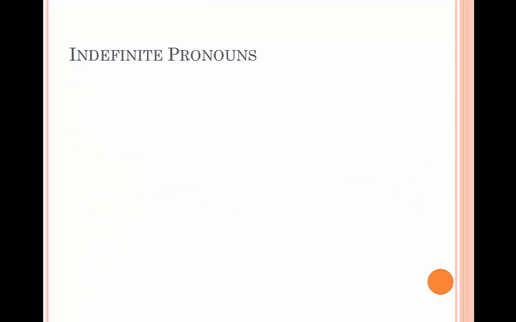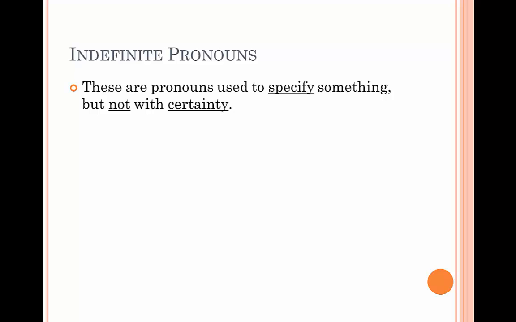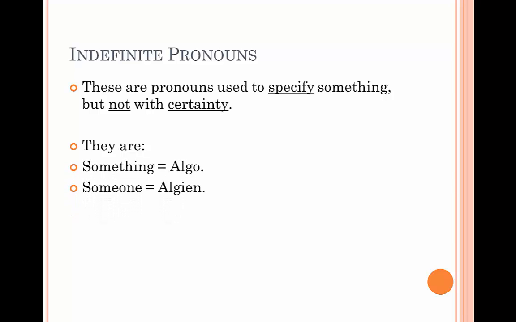Now we're going to have a look at indefinite pronouns. These are pronouns that are used to specify something, but not with certainty. They are algo, which means something, and alguien, meaning someone.